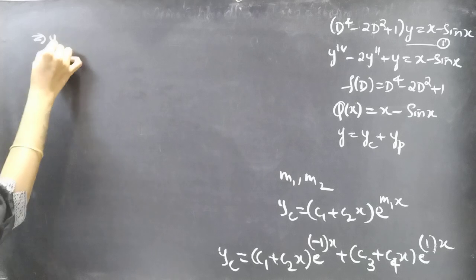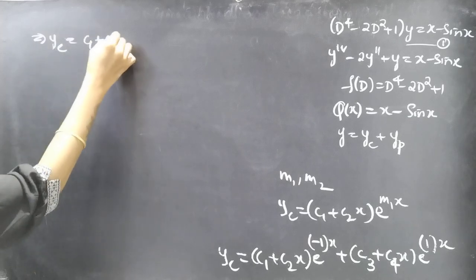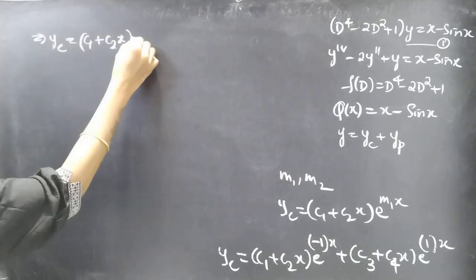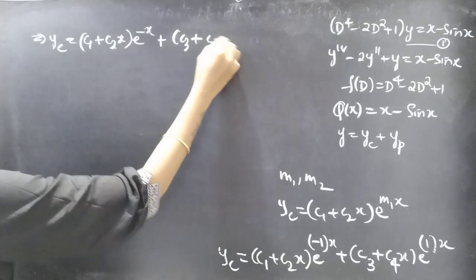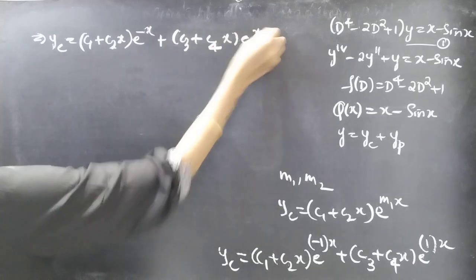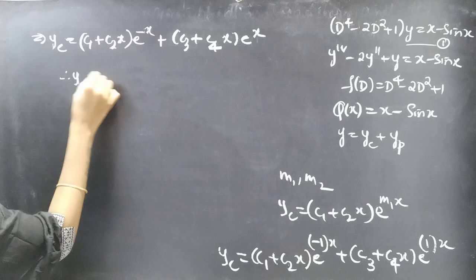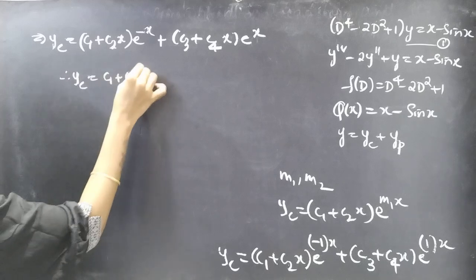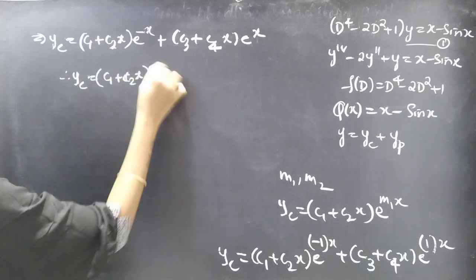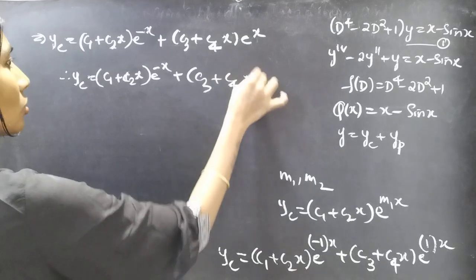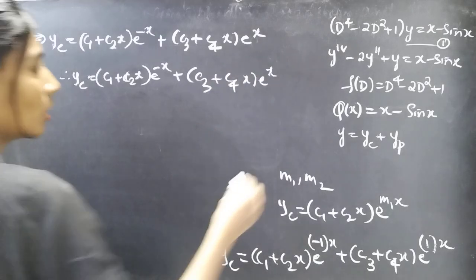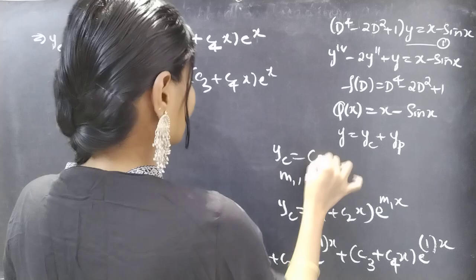Then yc becomes c1 plus c2x into e power minus x plus c3 plus c4x into e power x. Therefore, yc equal to c1 plus c2x into e power minus x plus c3 plus c4x into e power x. We got yc, we need to find yp now.